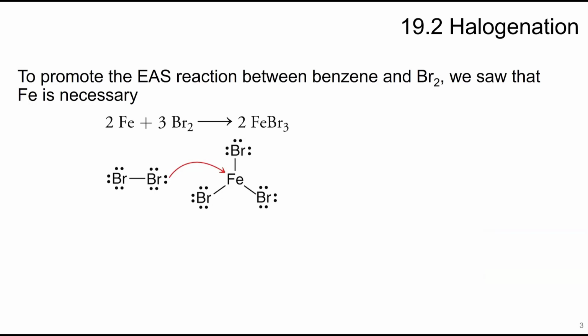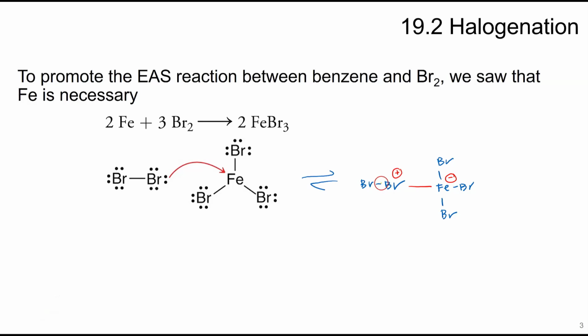To promote an electrophilic aromatic substitution reaction between benzene and bromine, we need to have iron present. And when iron is there, we have 2Fe plus 3Br2. That's going to create 2 molecules of iron tribromide. And when that is present, one of the bromines will attack the iron, and we get a new bond forming here. This bromine is making 2 bonds, which it doesn't want to do, so it will be positively charged, and this iron has extra electrons, which it also does not want, so we get this minus charge.